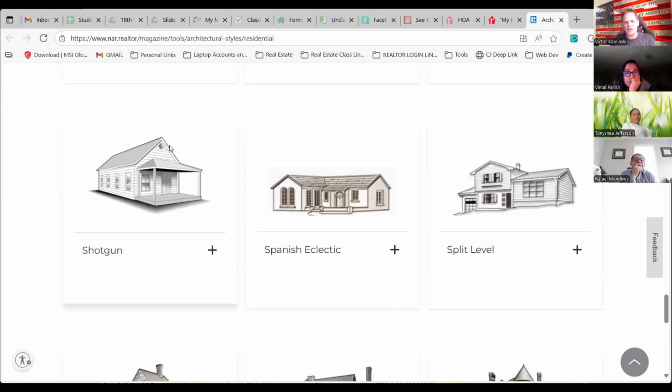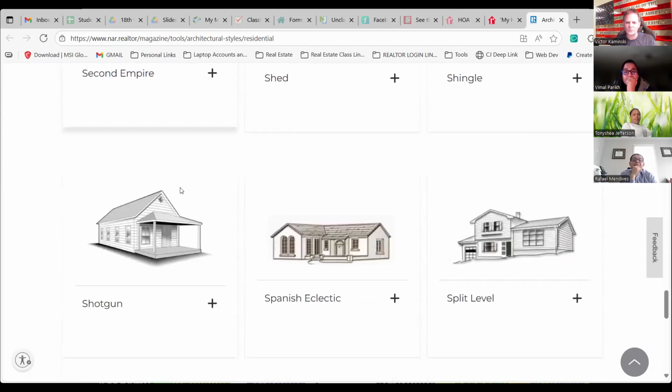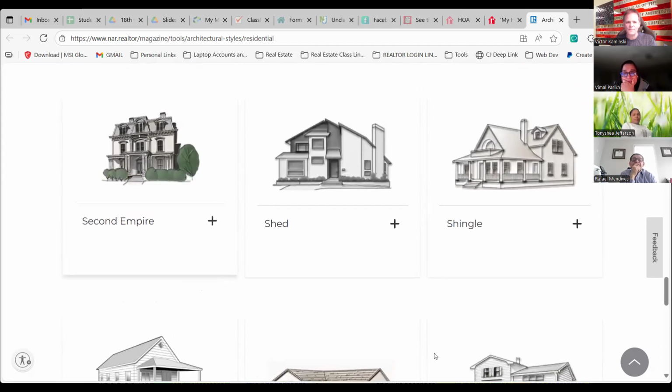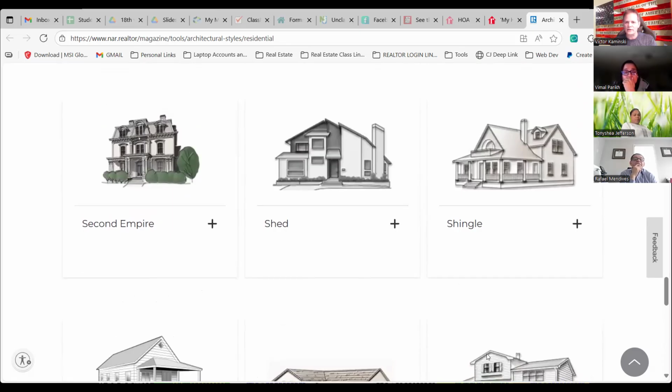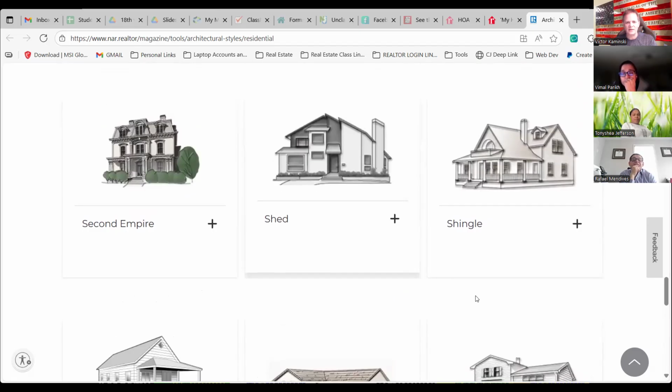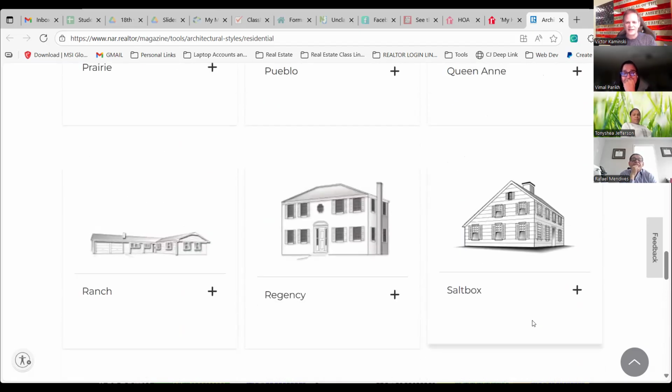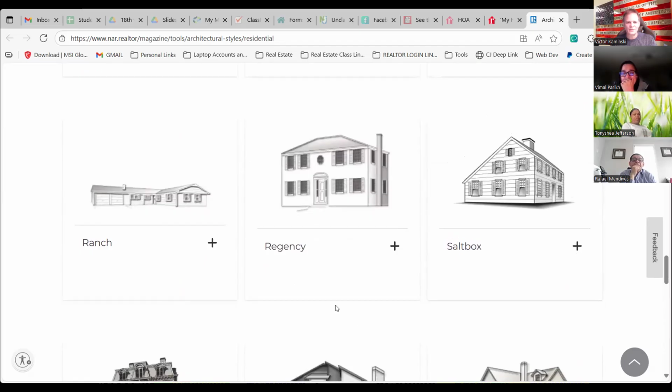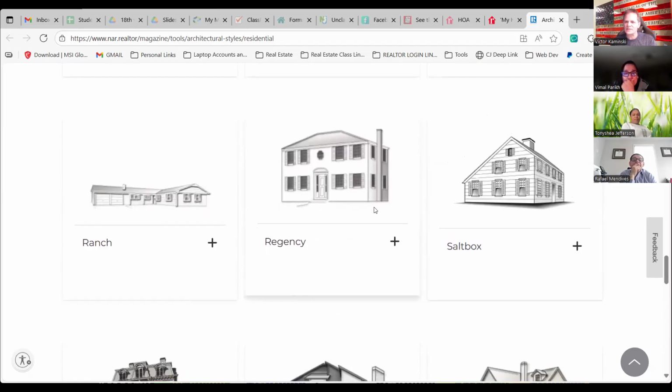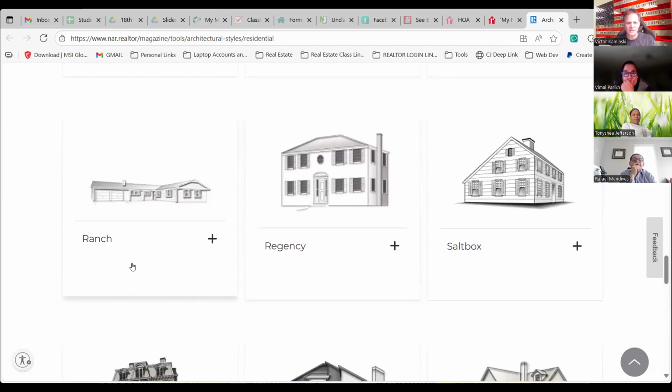It's not called a shotgun in this area, but there's another version of this one. It's a long, narrow house. I forget the actual term for it off the top of my head right now. Second Empire, you can see a lot of this in the Rahway area. Shingled roofs like this, shed style. Saltbox, not so much. Regency, I've seen some of these in some areas. They tend to be in richer areas.